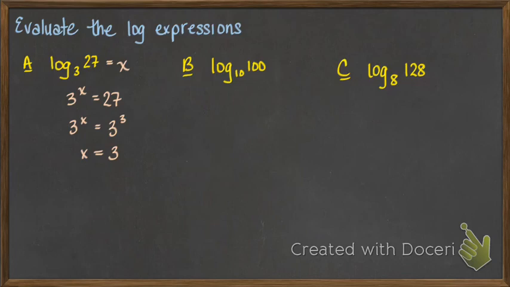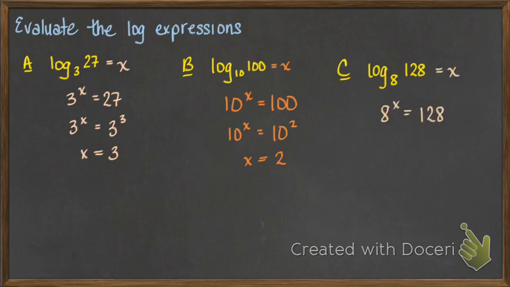Log base 10 of 100. Well, just looking at it as it is, you'd say to yourself, well, 10 to what power gives me 100? That's the x we're searching for. Well, 100 can be rewritten as 10 squared. That means that x must be 2, because if 10 to the x equals 10 to the second, x is 2.